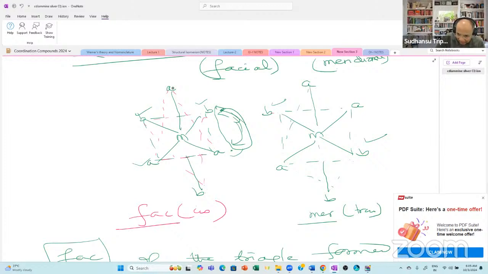How to make this chiral? Mer. You tell me, where is the plane? This plane, as I told you, has A, B and B, and this A is up and this A is down. So that will make this molecule chiral.